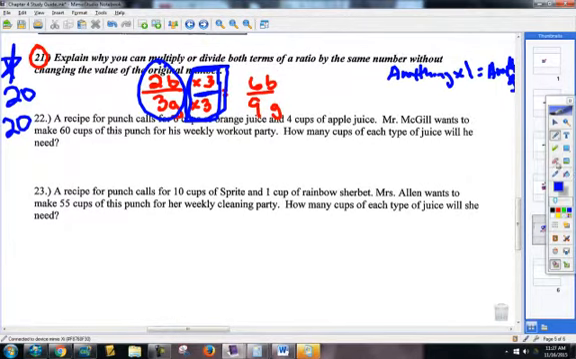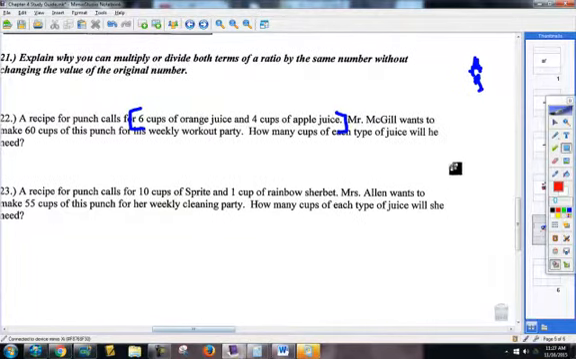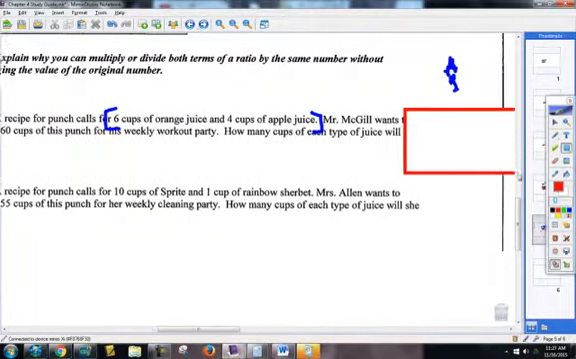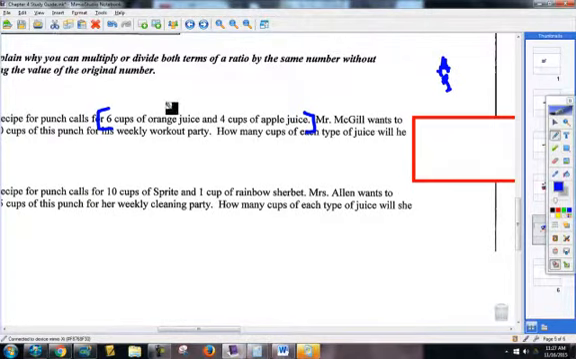Number 22. A recipe for punch calls for 6 cups of orange juice and 4 cups of apple juice. Would it be a good idea right now to do edge pieces? Let's do some edge pieces. Remember, that's just my fake ratio, but I'm going to do some edge pieces just to get my thoughts in order, just like the Anna and Billy question.